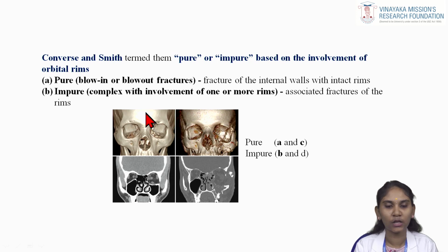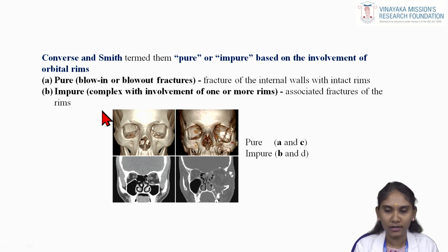The second classification was given by Converse and Smith. They termed the fractures pure and impure, based on the involvement of the orbital rims. Pure is blow-in and blowout fractures. In pure fractures, there will be fractures of the internal walls but the rims will be intact. Coming to the impure fractures, the rims will also be fractured. Please kindly note the difference. In pure fracture, there will be fracture of only the internal walls and the orbital rims will be intact.